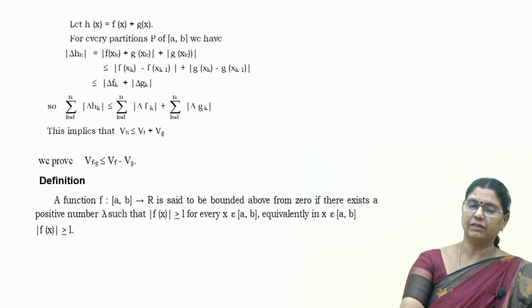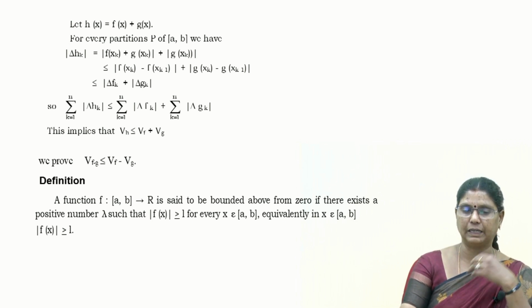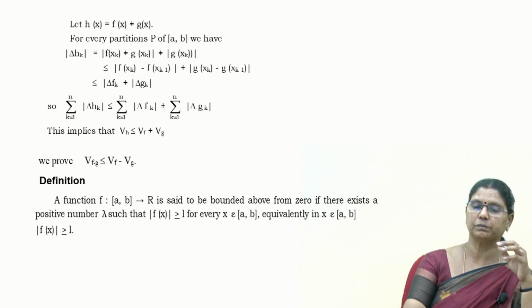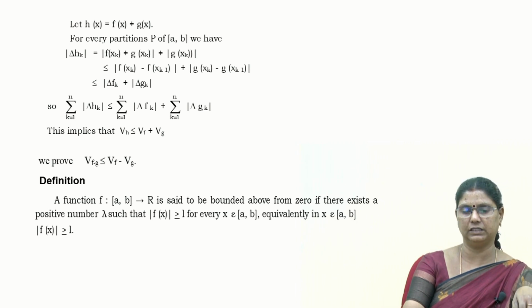Here we have defined h of x as f of x plus g of x, and we consider the partitions P of a comma b, and modulus of delta h k can be expressed as modulus of f of x k plus g of x k minus f of x k minus 1 plus g of x k minus 1. So, this is less than or equal to modulus of f of x k minus f of x k minus 1 plus modulus of g of x k minus g of x k minus 1, and that is equal to modulus of delta f k plus modulus of delta g k.